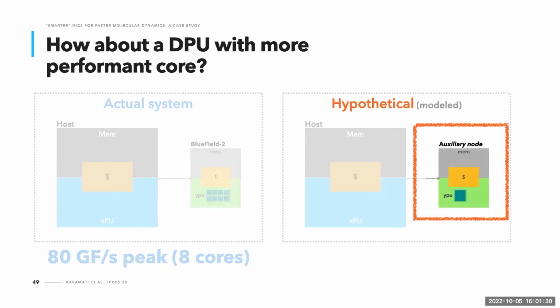The figure on the right shows a hypothetical system. We refer to the hypothetical DPU as an auxiliary node. In this design, suppose we replace the 8-core ARM in BlueField with a single core of the x86 host processor. That single core has a peak of 40 gigaflops per second.